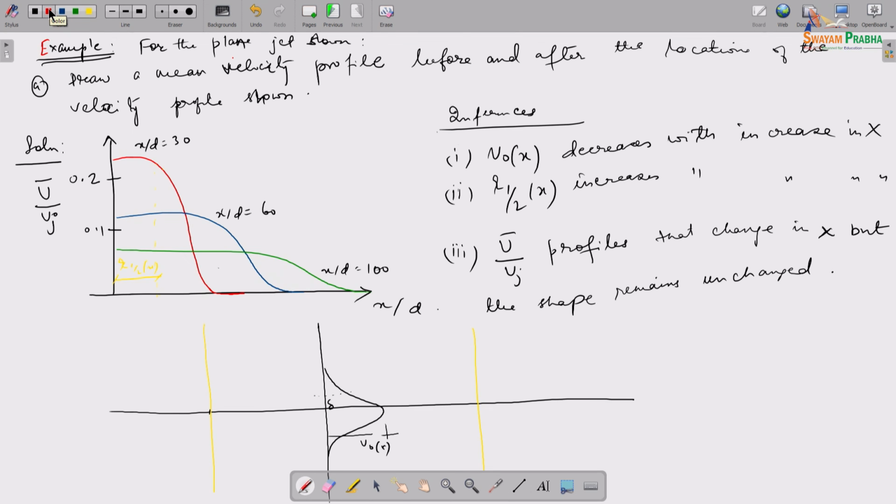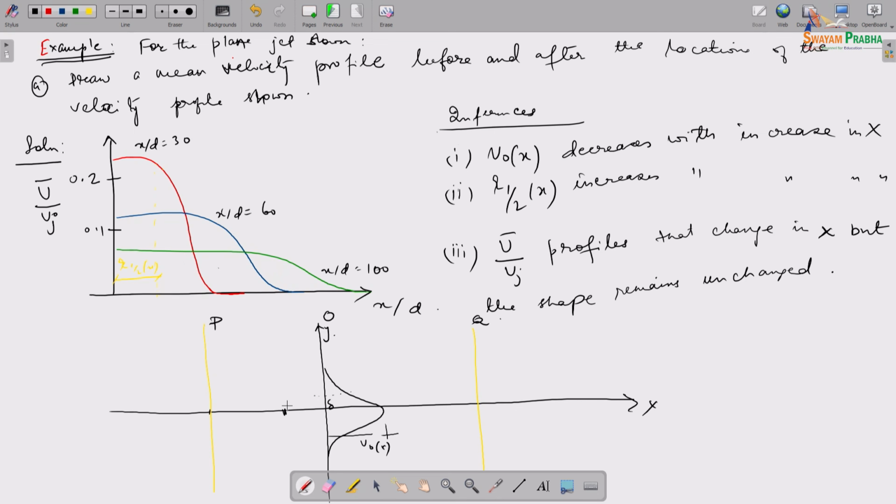First things first, we said that u naught decreases. Let us name these locations. Let us say this is O, and let this be P, let this be Q. These are just the locations. Now, this is my x actually. With increase in x, u naught decreases, which means that at location P, u naught is going to be lower than what is shown here. So let us draw a plot like that.